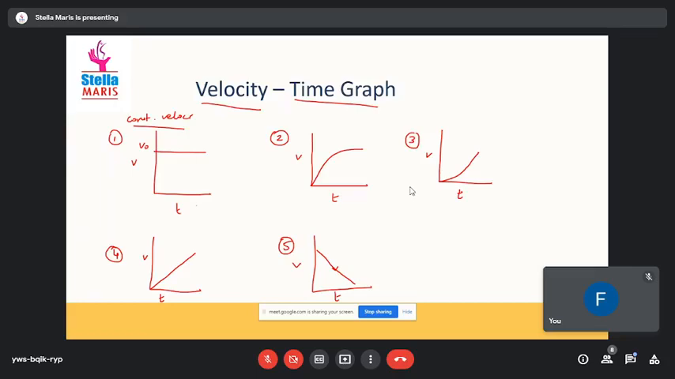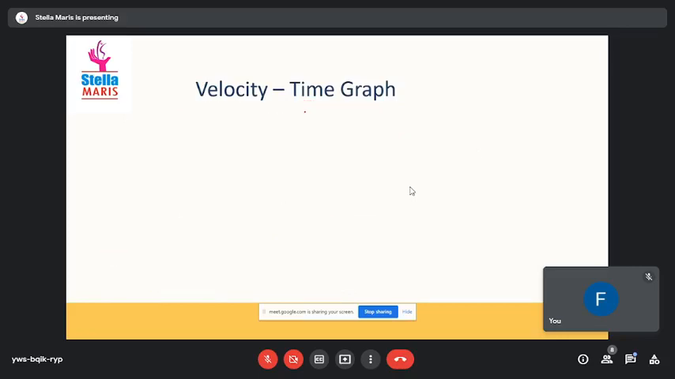Velocity decreases, sir. Velocity decreases. Okay, let's take the example of this one separately. So this is the second graph, the velocity time graph. This is the velocity and this is time.